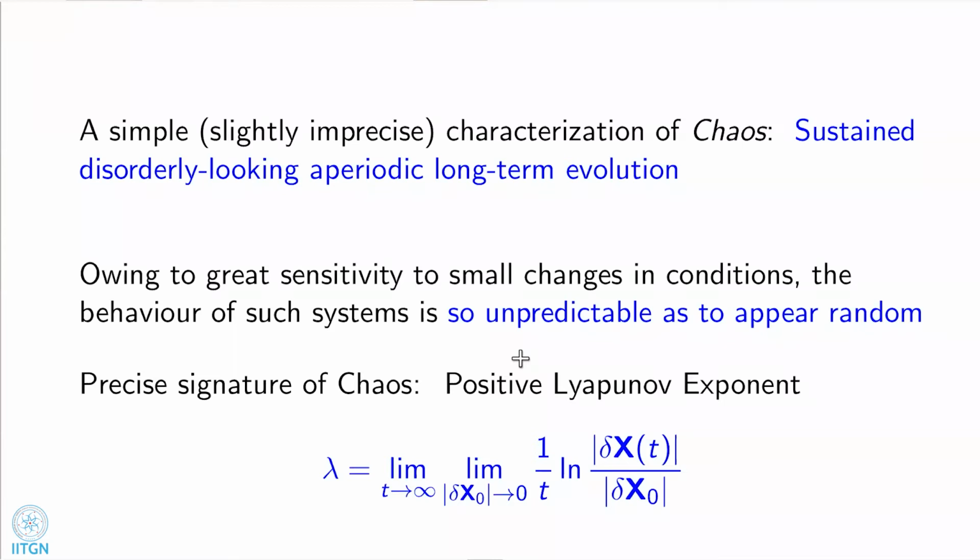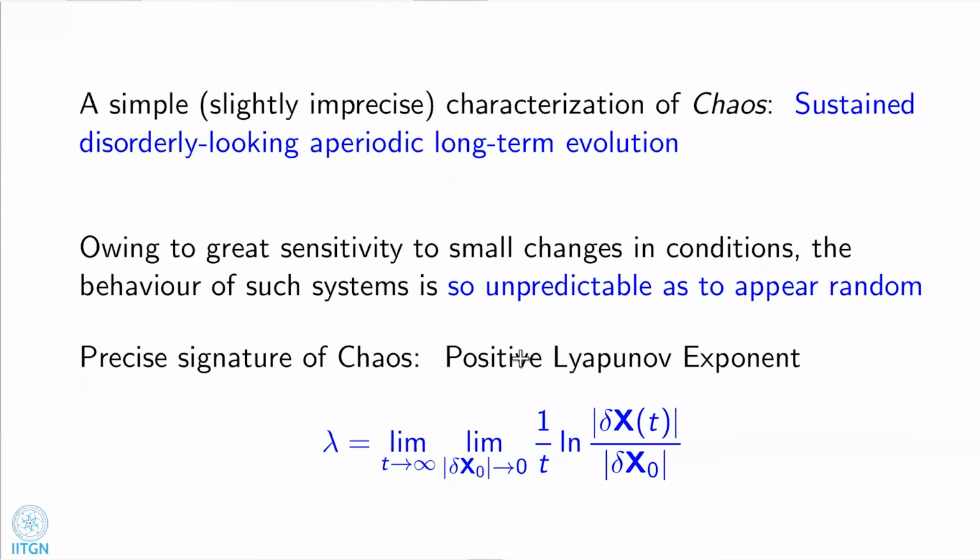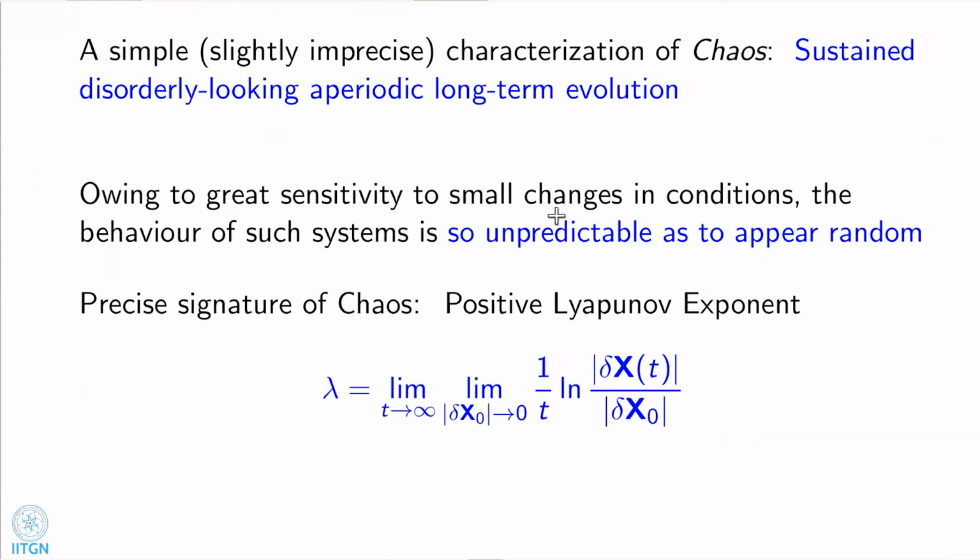So let me put a slightly imprecise characterization of chaos. So it is sustained, disorderly looking, aperiodic, long-term evolution. You do a Fourier transform, no peaks, looks like grass. So, and this keeps going. So it is not like it's a transient part of the phenomena and then it settles into a cycle. Not like that. It's a sustained behavior. And owing to great sensitivity, as I said, it appears almost random, as unpredictable as it can possibly get. So the precise signature of chaos picks up from this last bit.